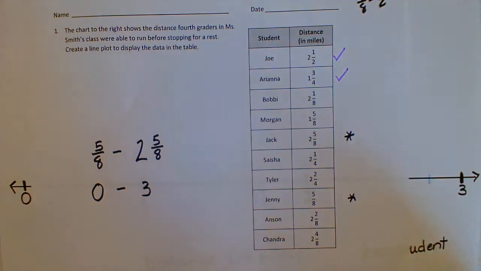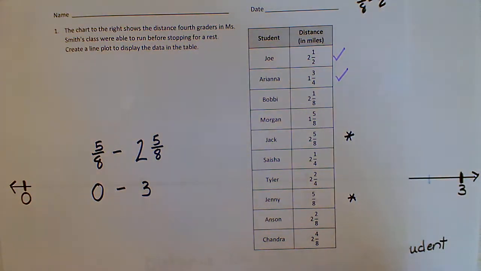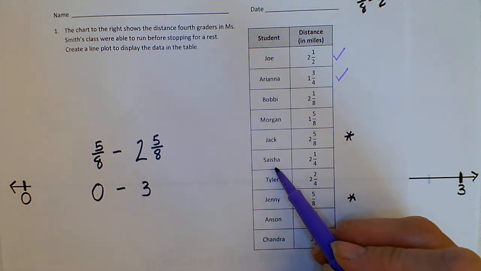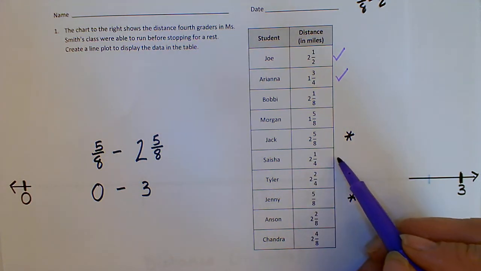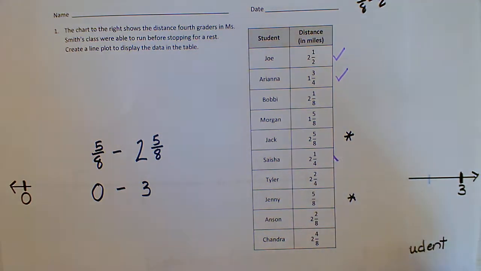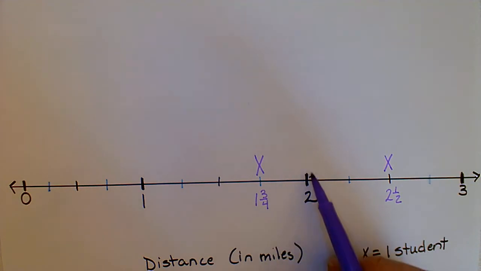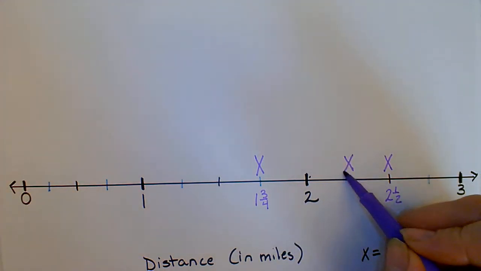So now let's go and see if we have any more fourths. And I'm doing this because right now everything's partitioned into fourths, not eighths. So it'll make my life easier if I do my fourths. So I'm going to do Seisha. Seisha has 2 1/4. So I'm just going to put like a little downward mark just so I know that I'm doing her. So 2 1/4. So I'm going to go 1, 2, and 1/4. And I'm going to put an X for Seisha.